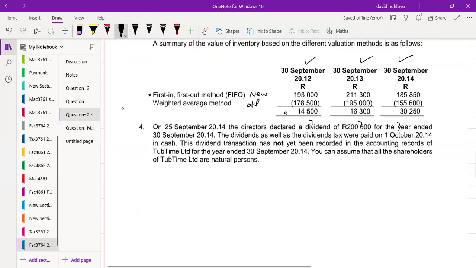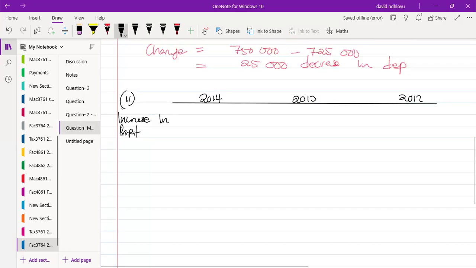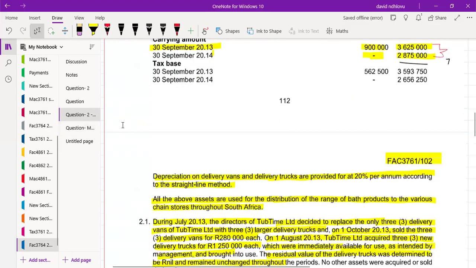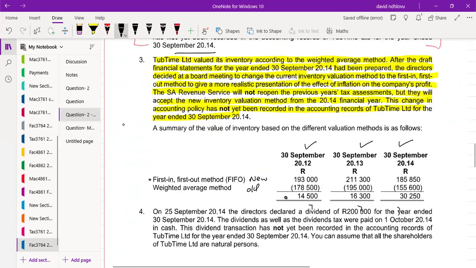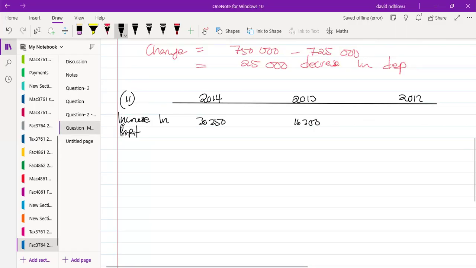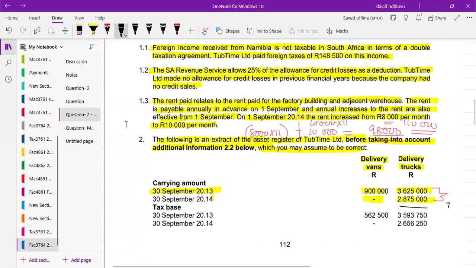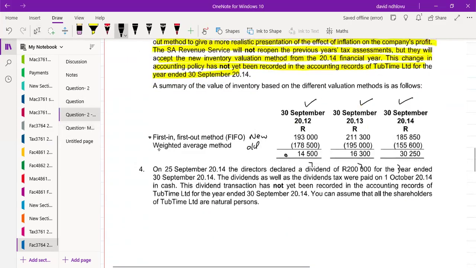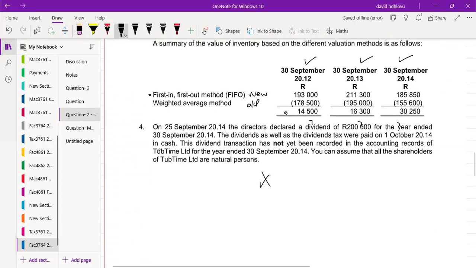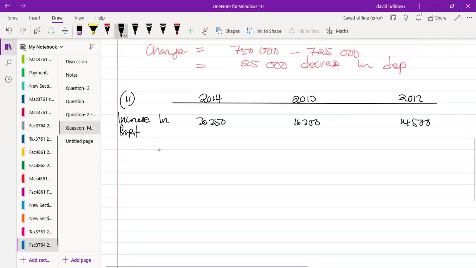Right, so we then look at that. We then see that we have got 30 50. Right, I've started with the latest year. Right, then we've got 16,300 and 14,500. Now, remember, this is an increase in closing inventory for the respective years. Right, so an increase in closing inventory will have an impact of increasing profit.